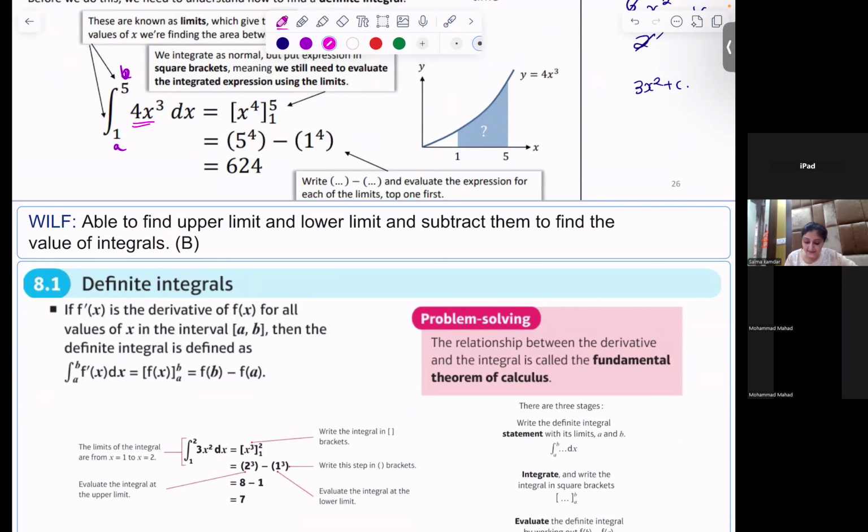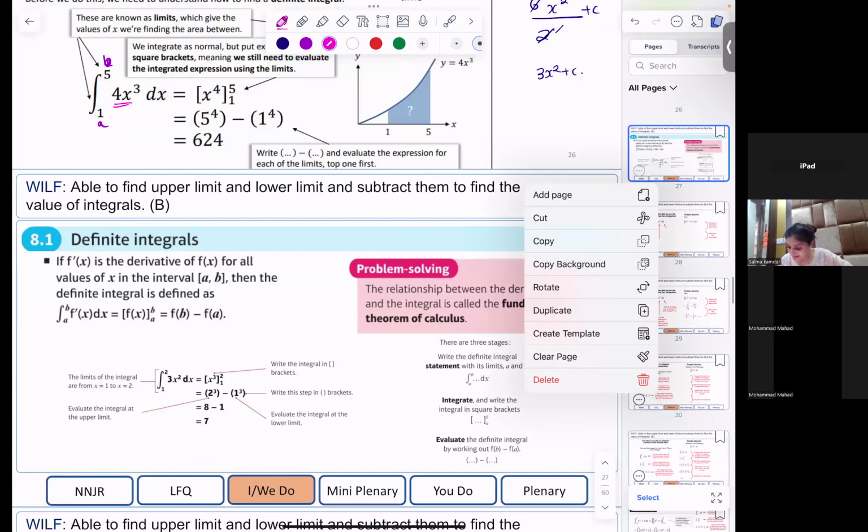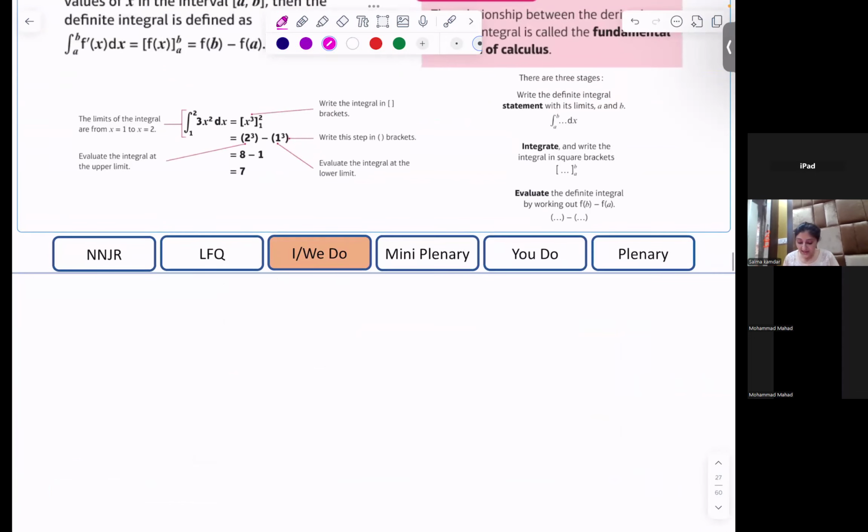How do I integrate this? Suppose I have to integrate 4x cubed, upper limit is 5, lower limit is 3, and I write dx. How do I integrate it? Okay, so you're going to add 1 to the power. So 4x to the power of 4 and then divide it by 4.